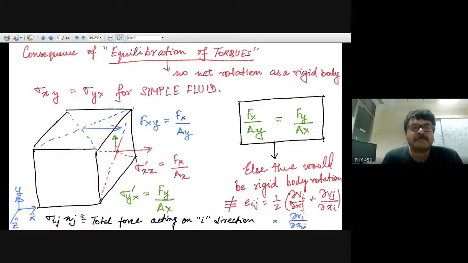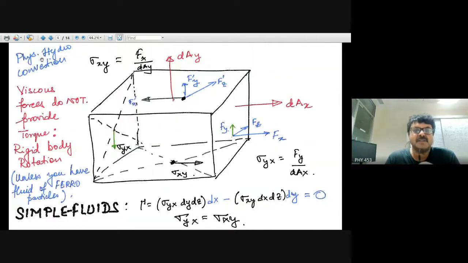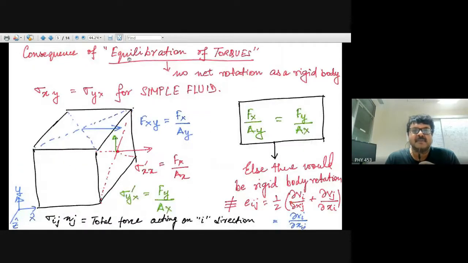So in some books, they write that they are equal because of the equilibrium of torques, and so on and so forth. What I understand from all these various terms which they use to justify this is that viscous forces will result in no net rotation as a rigid body, as a consequence of which the difference between Fy by ax and Fx by ay has to be equal to 0.